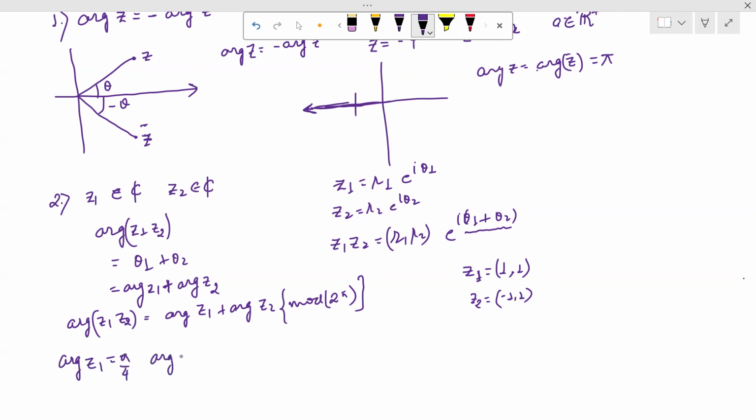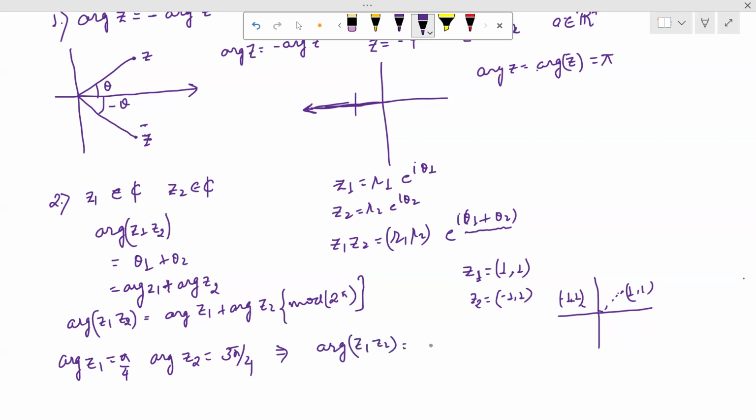And what would be the argument of z2? The argument of z2 will be simply 3 pi by 4. One can see that (1, 1) would lie here, and (-1, 1) would lie here. So what you will get is equivalent to the argument of z1 z2. Let us find the argument of z1 z2.